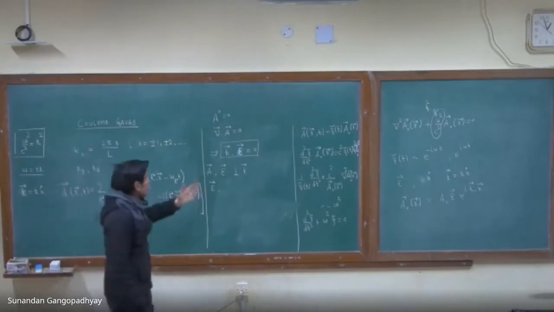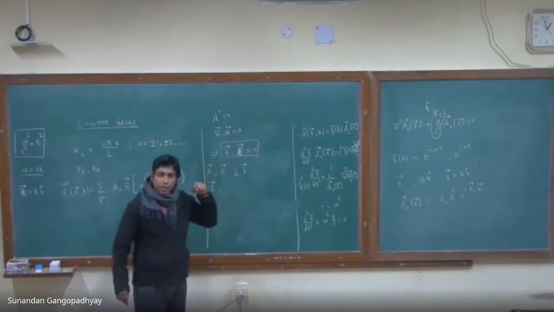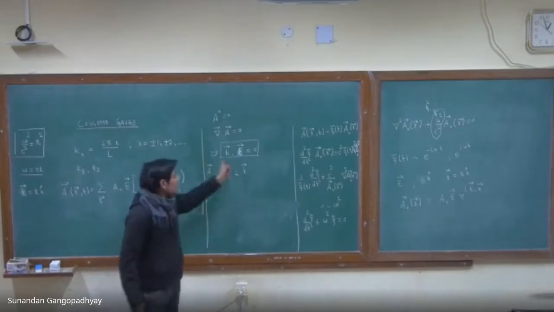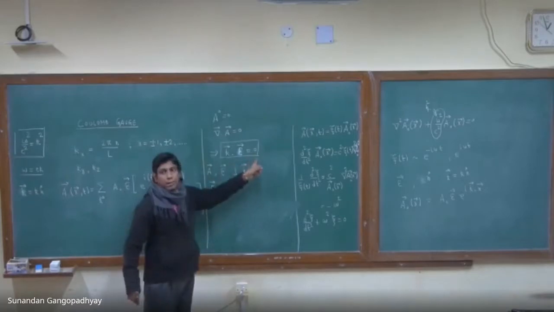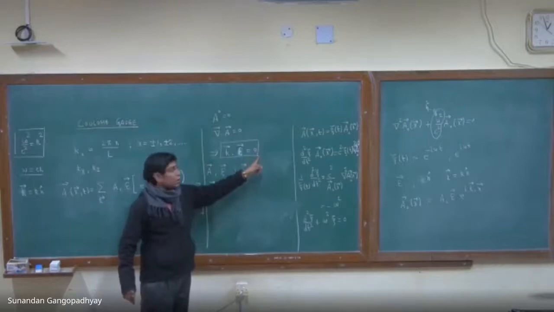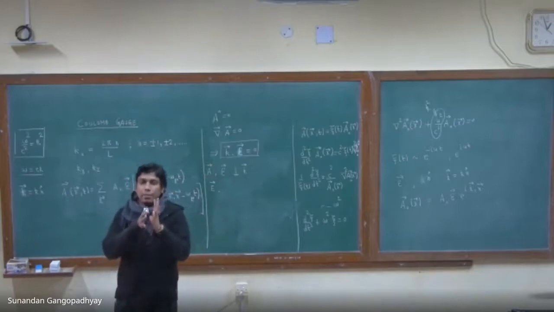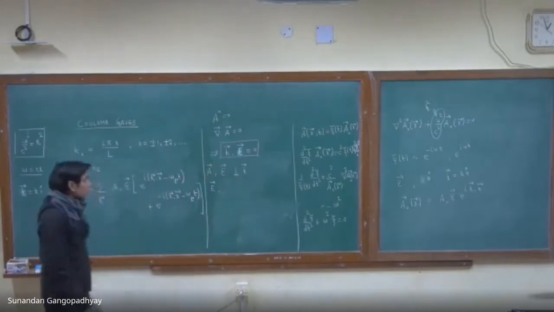Right? Because if there is a component along the direction of the k vector, then this condition will not be satisfied; this will be non-zero. The fact that this condition holds tells you that the A vector lies in a plane perpendicular to the direction of propagation.